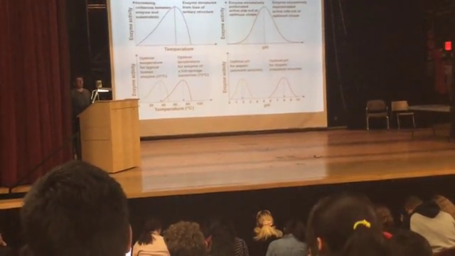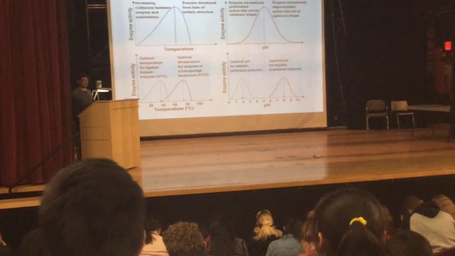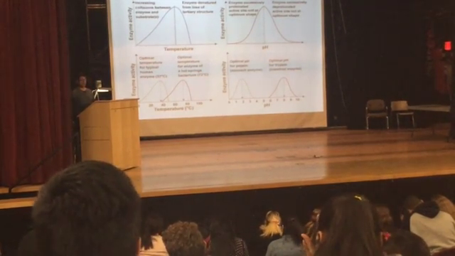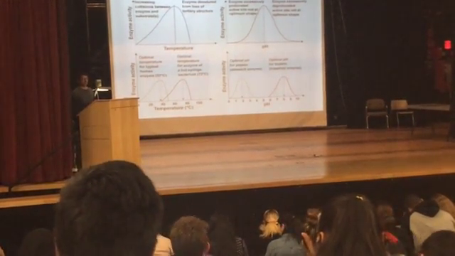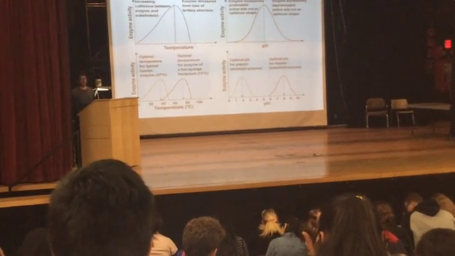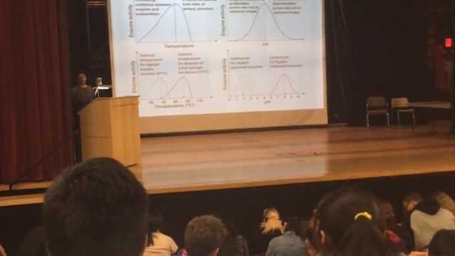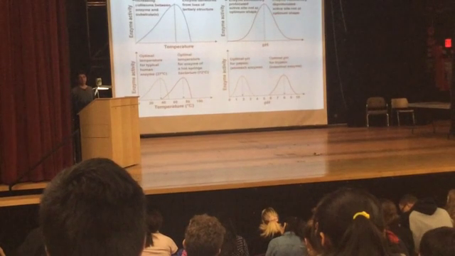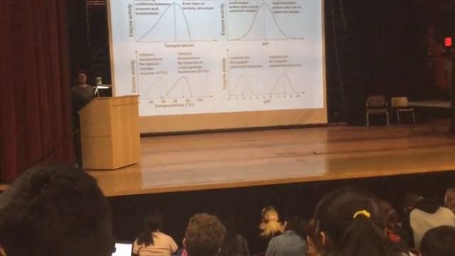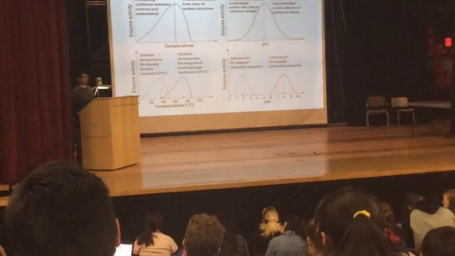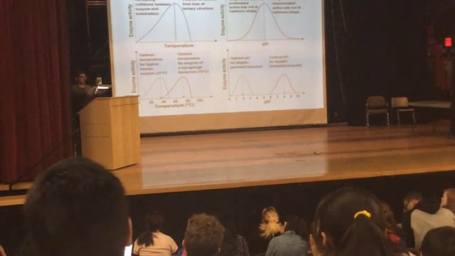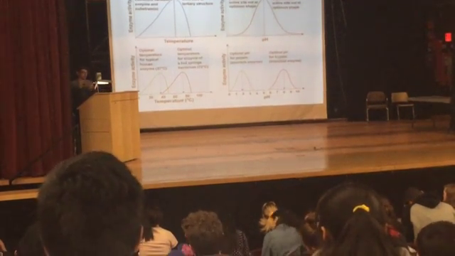Now, different enzymes have different temperature ranges and different temperature optima depending on which organism you get them from. So in humans, what would you expect to be the optimal temperature for enzymes in your body? 37 degrees Celsius is your body temperature. You would expect the enzymes in your body to work optimally at 37 degrees Celsius.